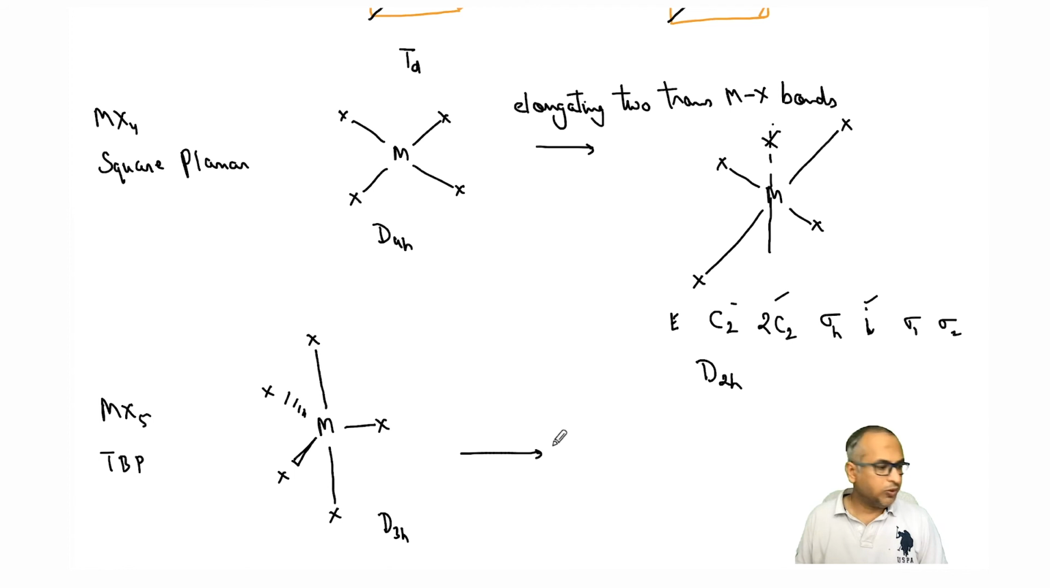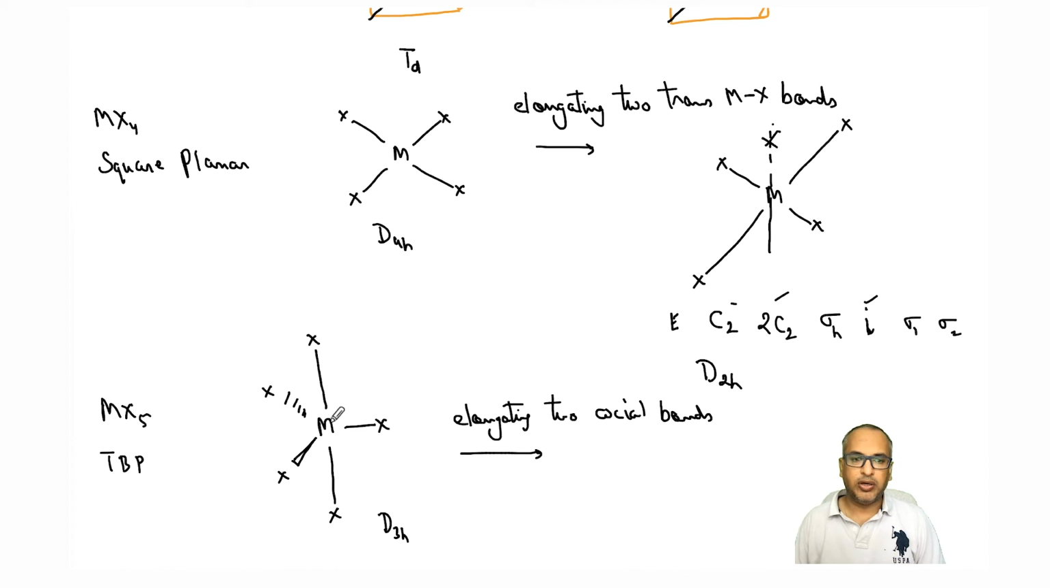And the distortion I'm looking for is elongating two axial bonds. So if I'm elongating two axial bonds, they are anyways elongated, right? So if I elongate them further or decrease the length of these MX bonds, it should not change anything. So the point group remains as D3H. Okay, so this is a simple case. Now let's look at more such trigonal bipyramidal cases.